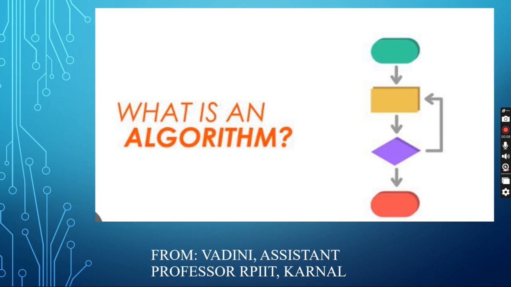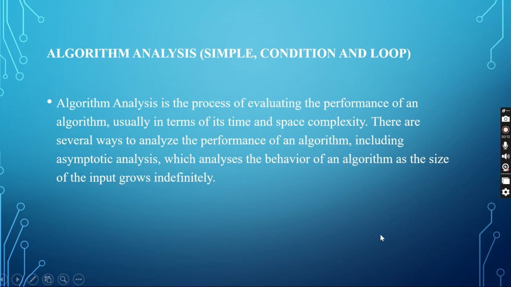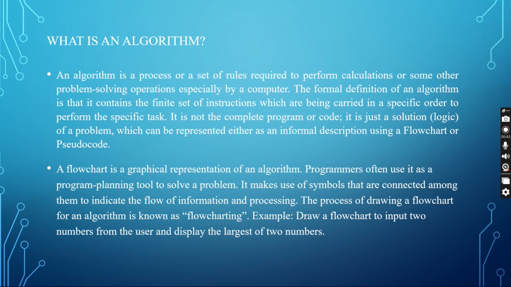Today our topic is what is an algorithm. Before that, we'll start with the algorithm analysis. It is a process of evaluating the performance of the algorithm, usually in terms of its time and space complexity. There are several ways to analyze the performance of an algorithm, including asymptotic analysis, which analyzes the behavior of an algorithm as the size of the input grows indefinitely.